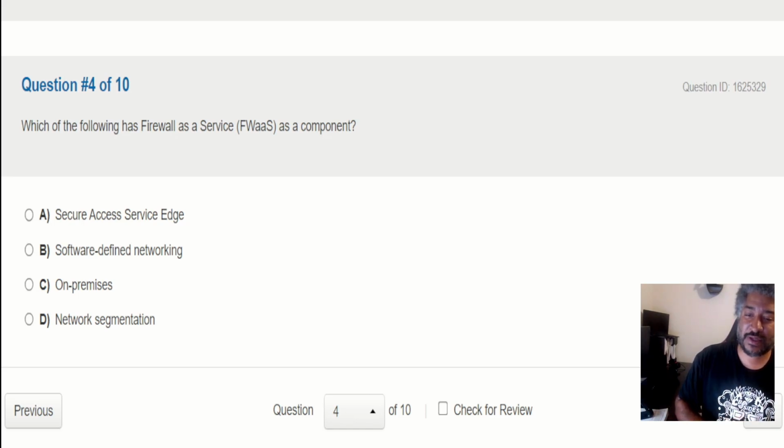Okay, then we have software defined networking and secure access service edge. Now, software defined networking is kind of a double-edged sword, right? It's mostly used to define networking components, but could also be used if you're using a cloud environment, but that's likely not going to be our answer here. Our answer is going to be secure access service edge, SASE. You'll usually see the acronym as opposed to the full verbiage or nomenclature of it. So a SASE has firewall as a service as one of its components.